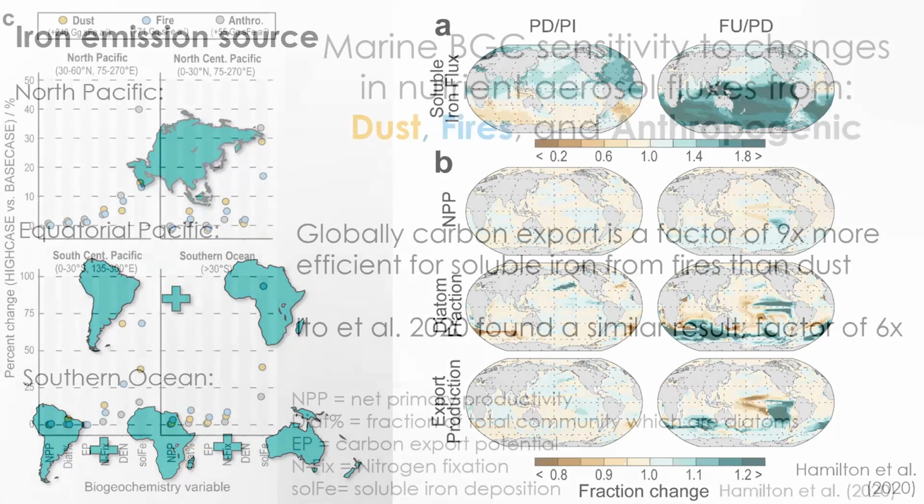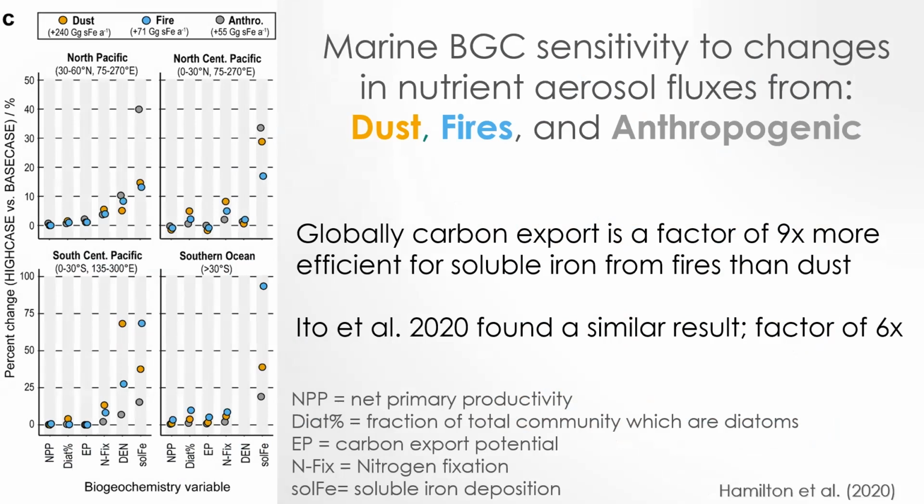So we can play with this in a slightly different way within the model as well, not just look at the cumulative impact of changing all different sources over time, but what's the impact of each different source itself on the marine biogeochemistry. And that's what we did here. So we're also looking at what the impact of more dust, more fires, or more anthropogenic iron would be for different ocean basins under an assumption of what those emissions, the uncertainty and the emissions exist.